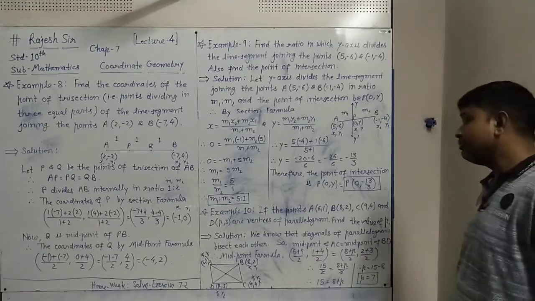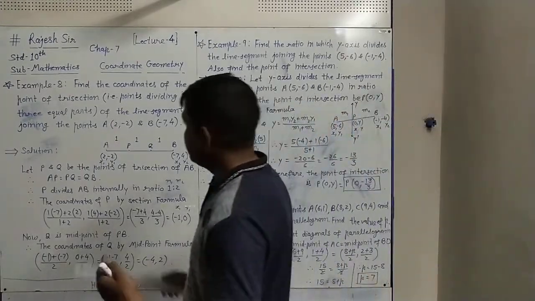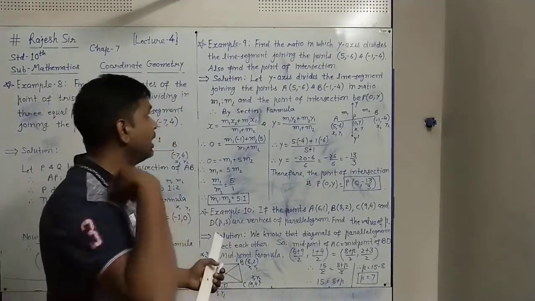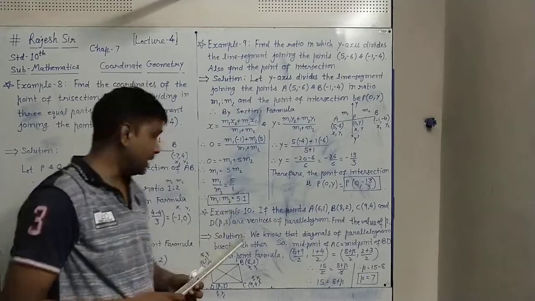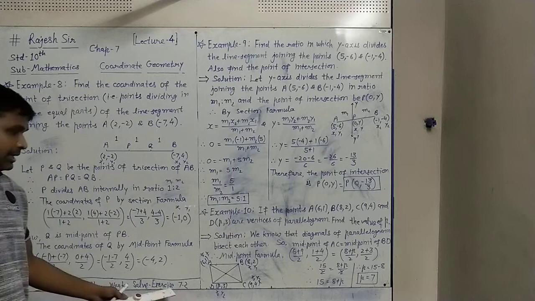So this way, very simply using the section formula and the midpoint formula, we can solve this type of question. This type of example we have seen, and the same type of questions applying the section formula and midpoint formula we will have in exercise 7.2. So it is your homework to solve exercise 7.2 and complete it.